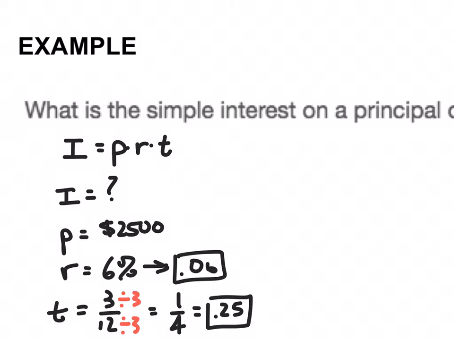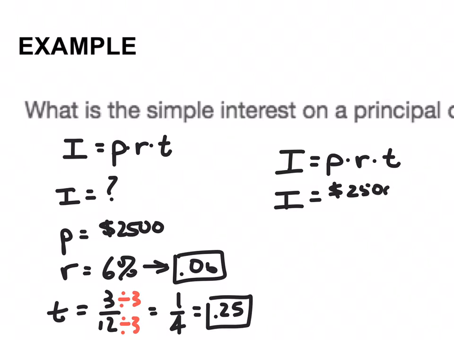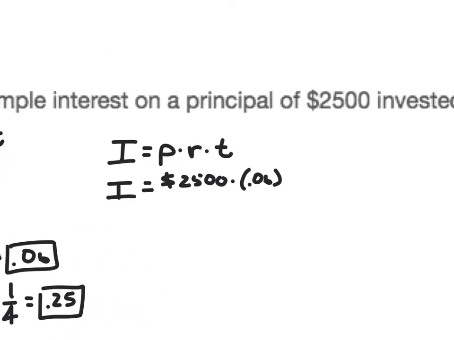So if we plug everything in, I is equal to P times R times T. So I, which we don't know, is equal to P, which is $2,500, times your rate, which is 0.06, and then times 0.25, which is the time. That's 3 months out of a year. So this is 0.25.